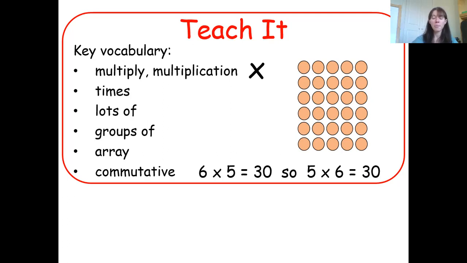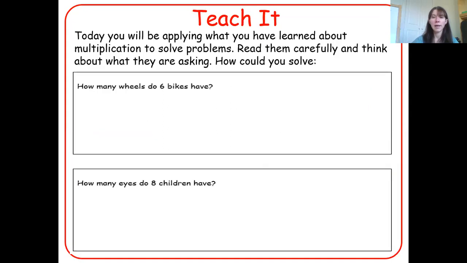It shows us on our array here at the top, we can do 5 lots of 6 or 6 lots of 5. It doesn't matter which way we go, but the answer will be the same. Okay, so I'll teach it to start off with. As I said, we're going to be doing problems, so we need to make sure that we look at what the problem says. We need to think about what the calculation is.